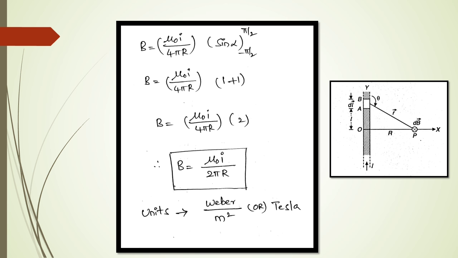So this is the final equation. The unit for the magnetic field is Weber by meter square or Tesla. So we can conclude that the magnetic field produced at a point P due to a straight current carrying conductor is calculated, and the value is B is equal to mu naught I by 2 pi r. So this is about this concept.